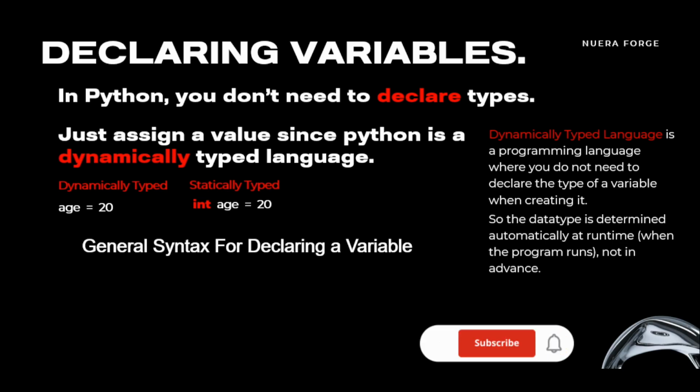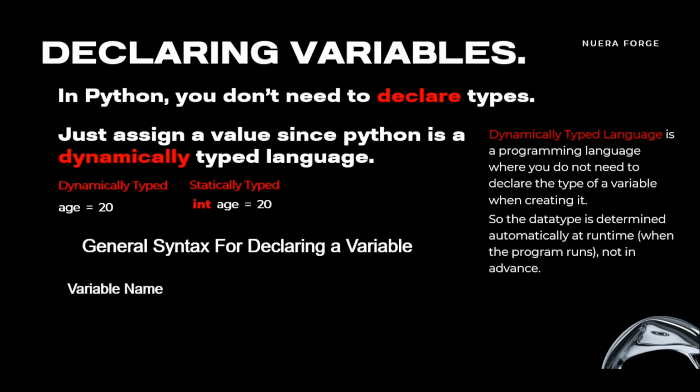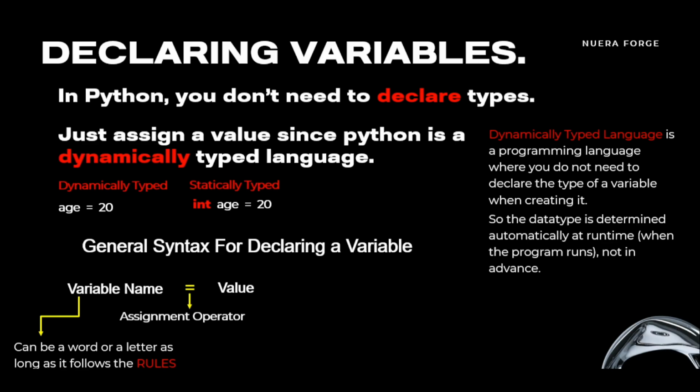So the general syntax for declaring a variable is very simple. First of all, you create a variable name. Then you put the equal sign, which we shall call the assignment operator. Then you assign a value to it. The variable name can be a word or a letter as long as it follows the rules, as we are going to see in the next slide. The value can be a data type of any kind, like a string or an integer, depending on what you need to store.